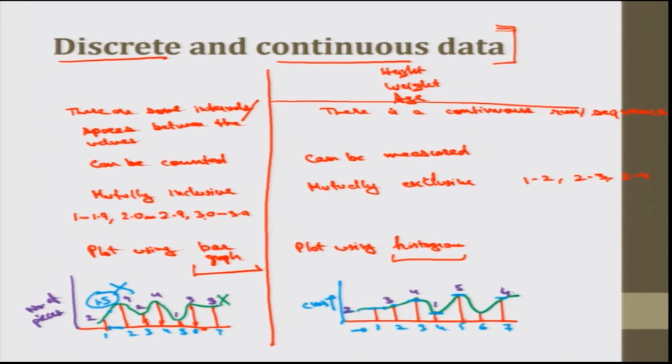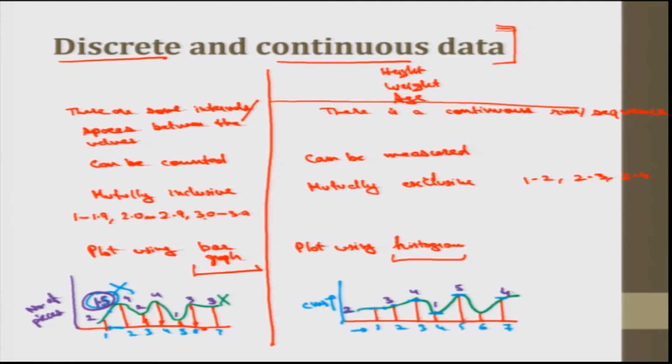So there is nothing like a number of pieces being 1.5. Can I have 1.5 customers? Can I have 1.67 customers, whatever that is? I can have one customer or two customers. Okay, I can have one worker or two workers. So there is nothing in between. That is why we do not connect these.